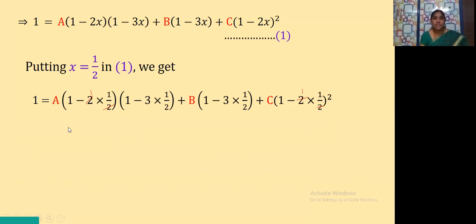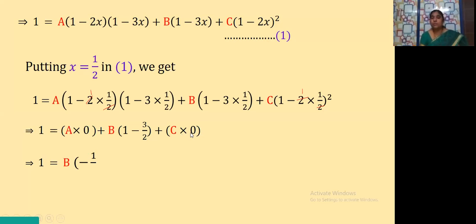1 minus 1, which is nothing but 0. So 1 is equal to a into 0. Whatever the term is here, when you multiply any term with 0, obviously the product becomes 0, so that's why I'm writing 0 directly. Plus b into 1 minus 3 into 1 by 2, which is 3 by 2, plus c into, here also we have 1 minus 1 is 0. 0 square is also 0. So that is c into 0, which is 0, and a into 0 is 0. So what is left here? Only one term is left, that is b into 1 minus 3 by 2.